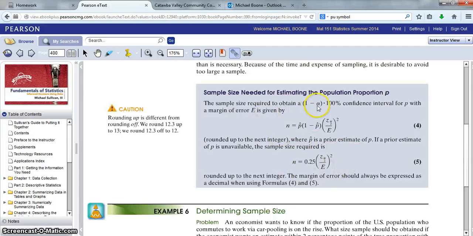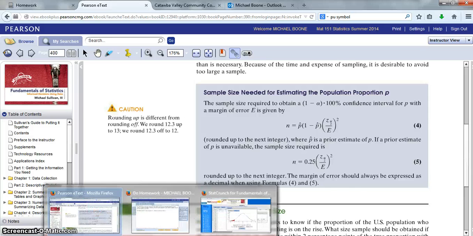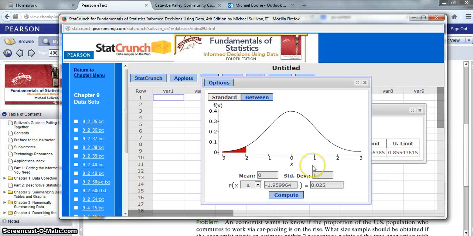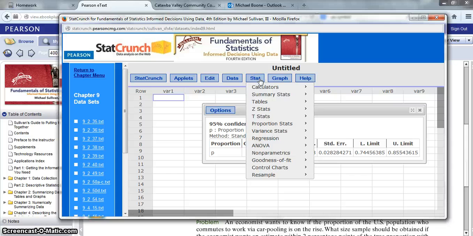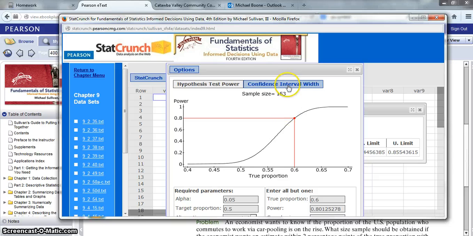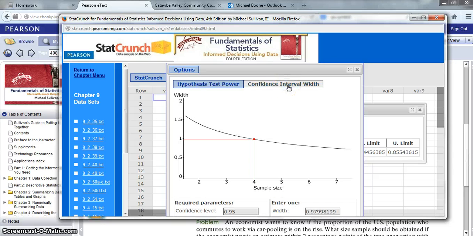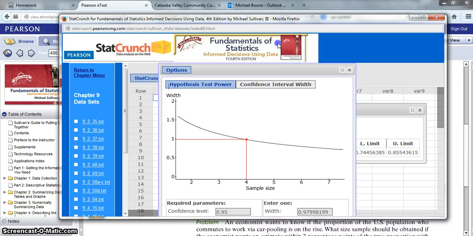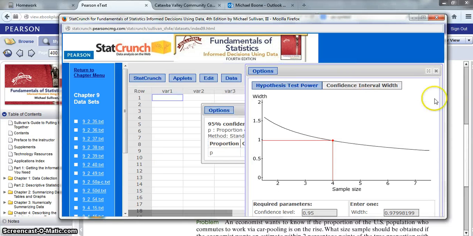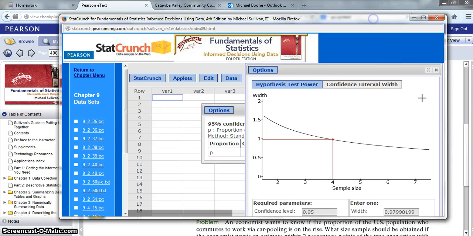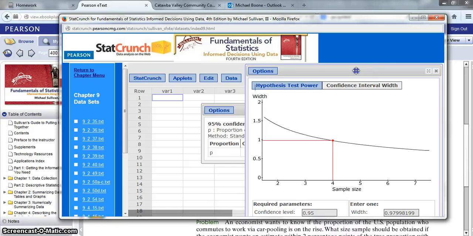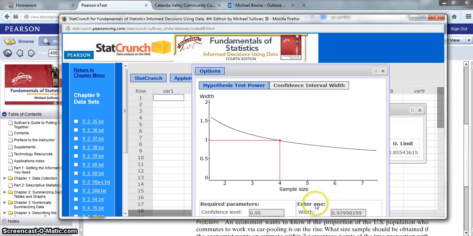There's no way to do it on StatCrunch. Or actually, let me check. There might be a way to do that. If we look at our proportion statistics, one sample, here's a sample size. So we actually can do it. Find our sample size. And we need to hit confidence interval width to do that. And so, like that last question just asked us, let's see if I can move this around a little bit better.